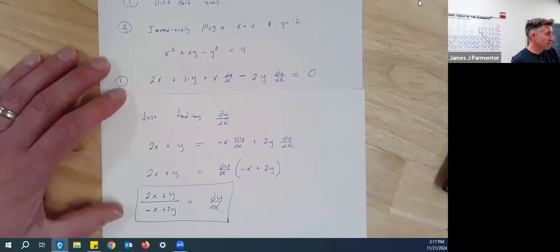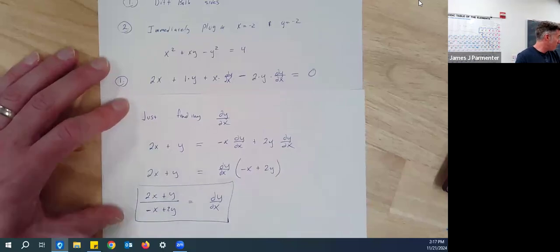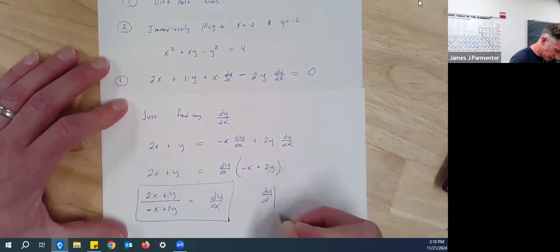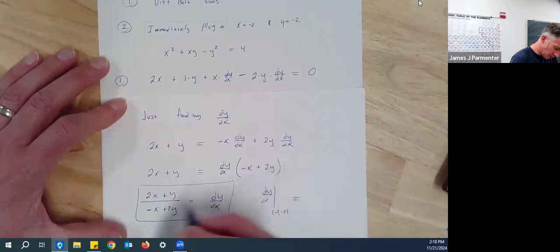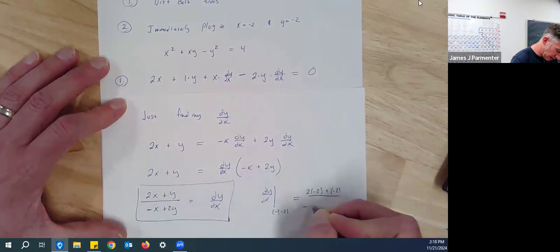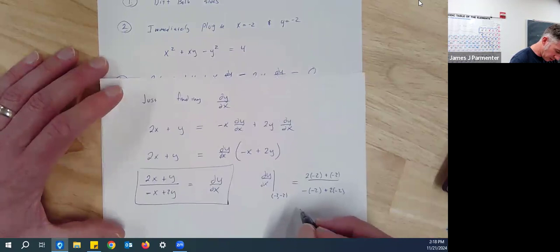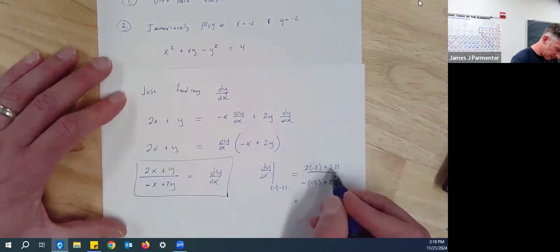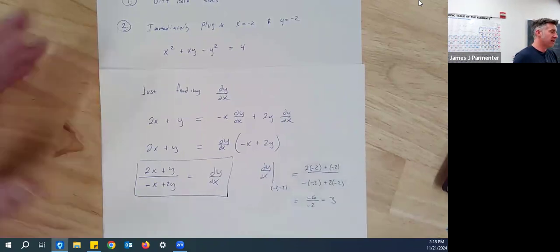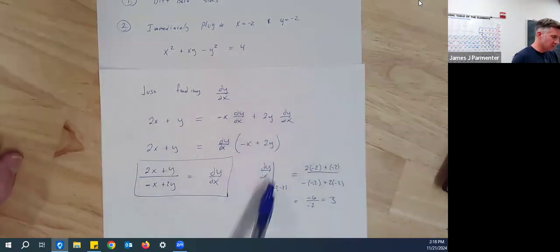And I'll point out that if you did it this way first, and then plugged in your point, -2, -2, it should still work out. dy dx evaluated at -2, -2 is going to equal 2 times -2 plus -2 divided by -2 plus 2 times -2. That's going to equal -4 plus -2 is -6 divided by 2 minus 4 is -2, and that is still +3. I wouldn't do it this way, but if the question was just to take the derivative, then you would do this usual work here.